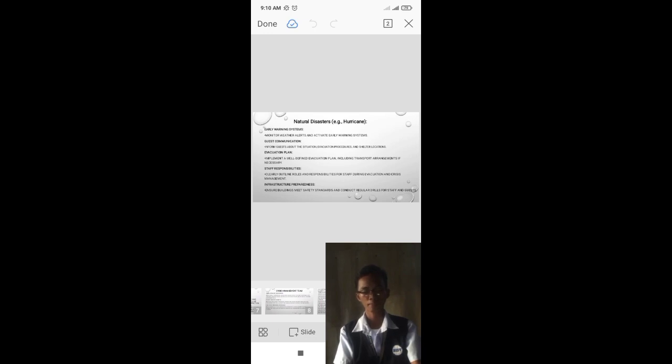Natural disaster. Early warning system: monitor weather alerts and activate early warning systems. Guest communication: inform guests about the situation, evacuation procedures, and shelter locations. Evacuation plan: implement a well-defined evacuation plan, including transport arrangements if necessary. Staff responsibilities: clearly outline roles and responsibilities for staff during evacuation and crisis management. Infrastructure preparedness: ensure the building meets safety standards and conduct regular drills for staff and guests.